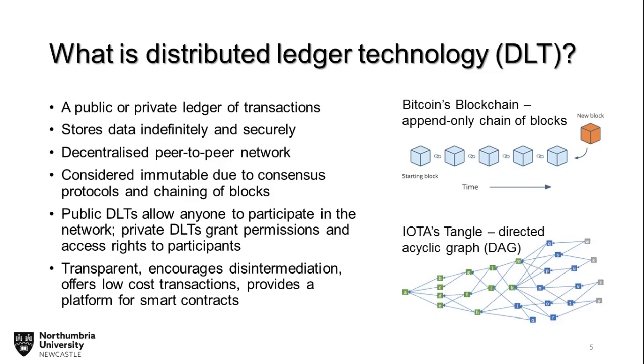This is just another type, just to show you a different type of ledger. This is IOTA's Tangle. So IOTA is the Internet of Things Alliance, and this is just a different structure. I'm not technical, I'm not going to go into that level of detail, but just to show you there are different ones, and most people, when they talk about blockchain, refer to distributed ledger technology, and they're specifically referring to the one at the top.